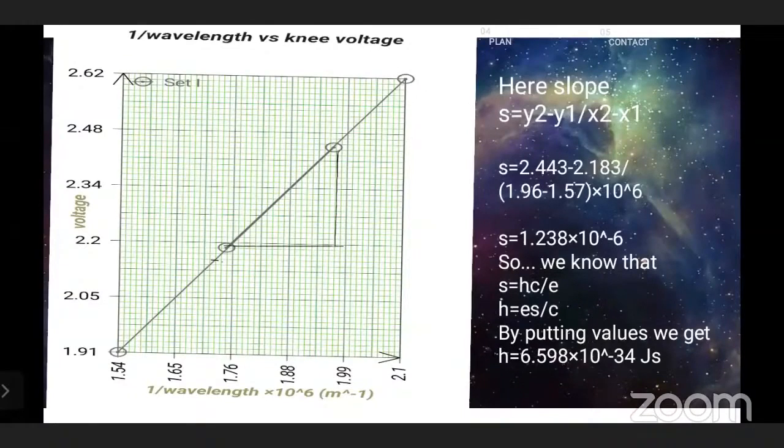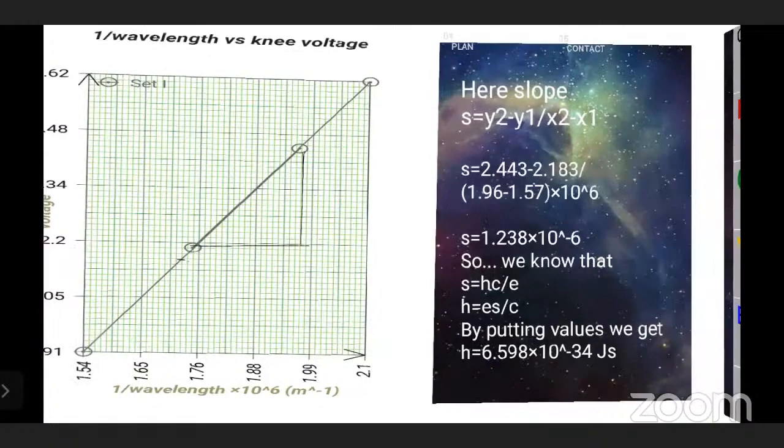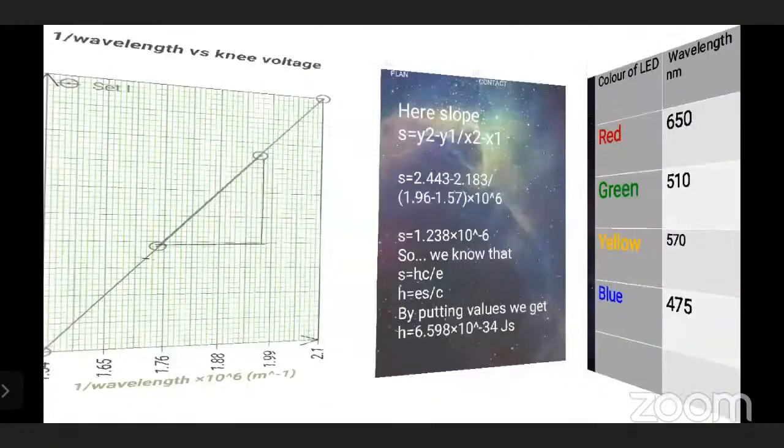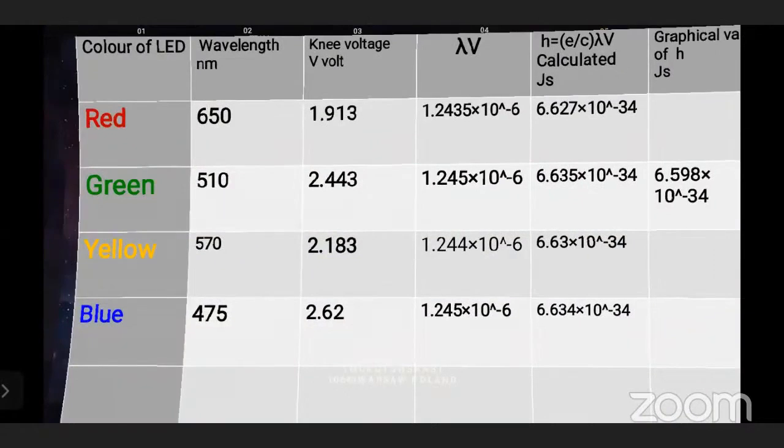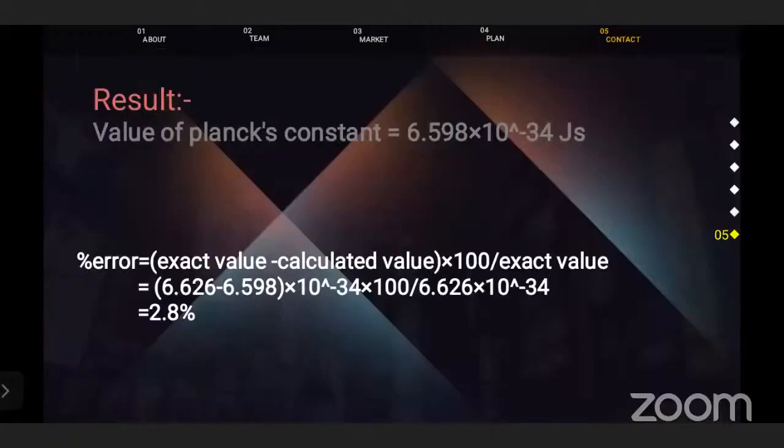We calculate the value s is equal to 1.238 into 10 to the power minus 6, and we know the formula for Planck's constant as h is equal to e into s by c. By putting in the values, we get h equal to 6.598 into 10 to the power minus 34 joule second. The observation table is like that, and the resulting value of Planck's constant is 6.598 into 10 to the power minus 34 joule second.